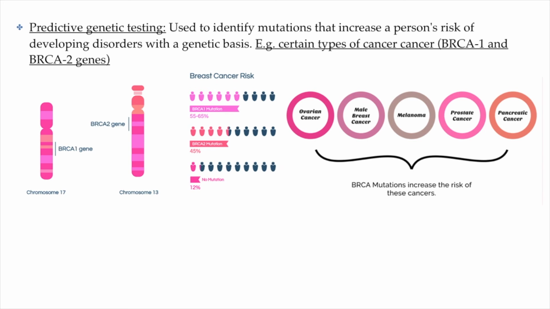What that means is that if you actually have, let's say, the BRCA1 gene variant, your chances of having breast cancer will increase from 12%, which is the general population rate, to 55 to 65%. So it is a much higher chance that you will develop breast cancer, or more than 50% chance. The BRCA2 gene gives you a 45% risk of breast cancer as opposed to 12%.